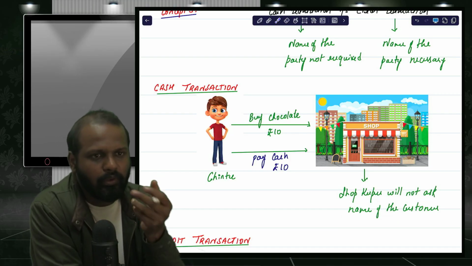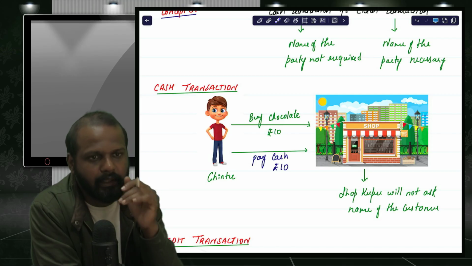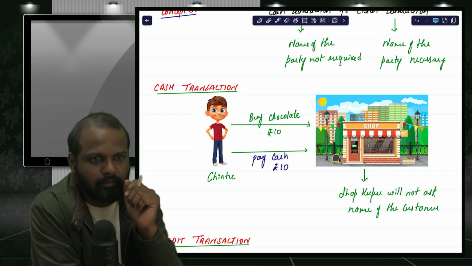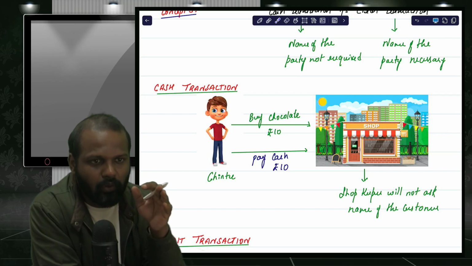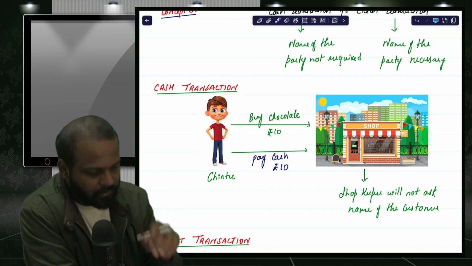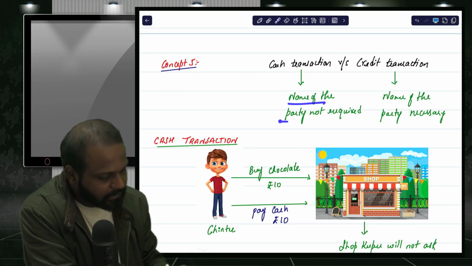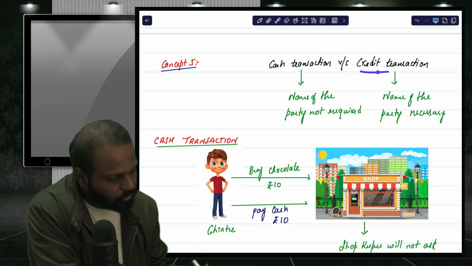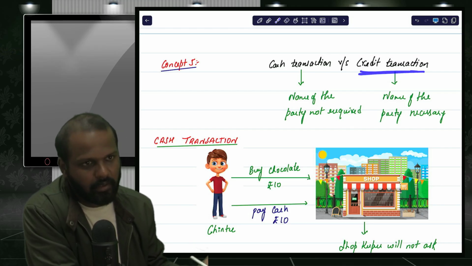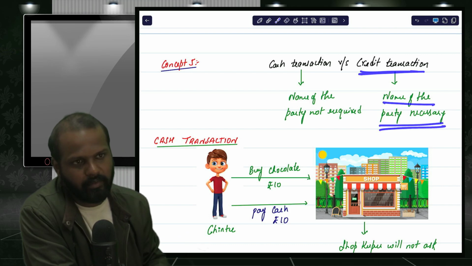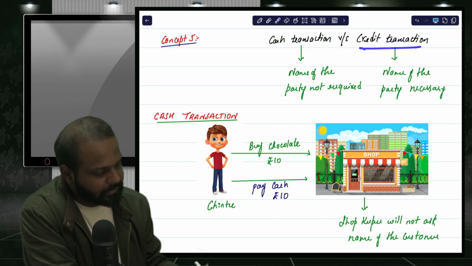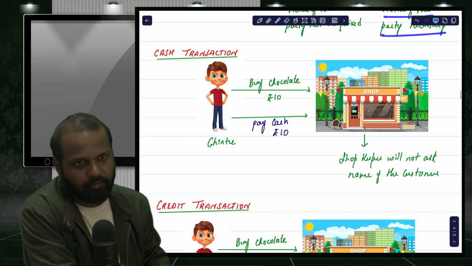Why would the shopkeeper want the name? Why would he want to remember his name? Because you have received the money and you are giving the product. So there is no requirement of the name of the party. So the name of the party or person is not required if it is a cash transaction. Suppose it is a credit transaction, then the name of the party is going to be necessary.